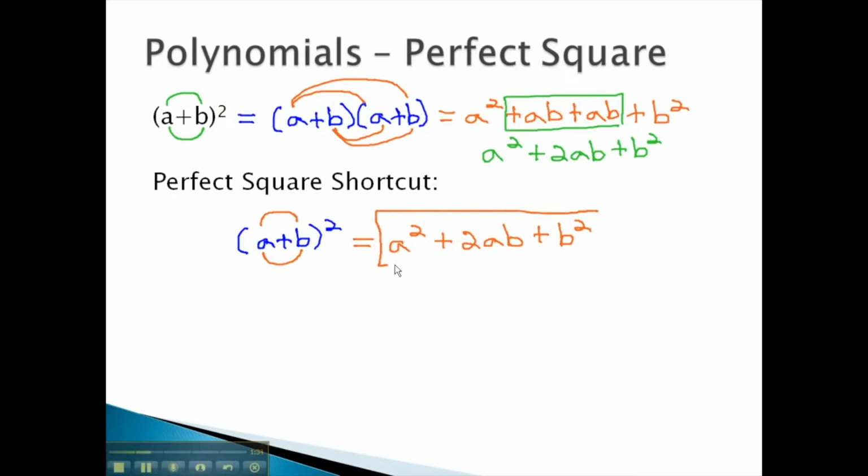This is a shortcut that becomes very valuable as we continue studying algebra. It's one that if we know well, it will give us an advantage as we continue moving forward in this course. Let's try some examples where we can see these worked out.